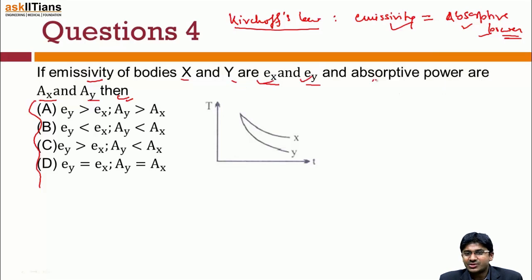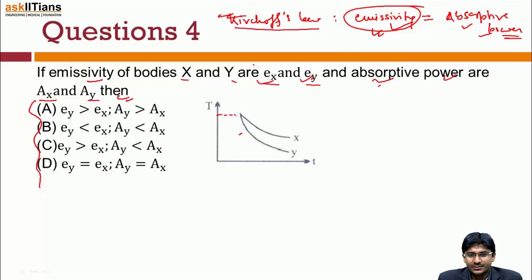Questions asked us about emissivity and absorptive power. So that means according to the Kirchhoff's law, these two will follow the same nature. So now what we have to find out, if we can find the relation of one, we can simply tell the other. So we have to find out the relation between emissivity. Now how to find out this from this graph?